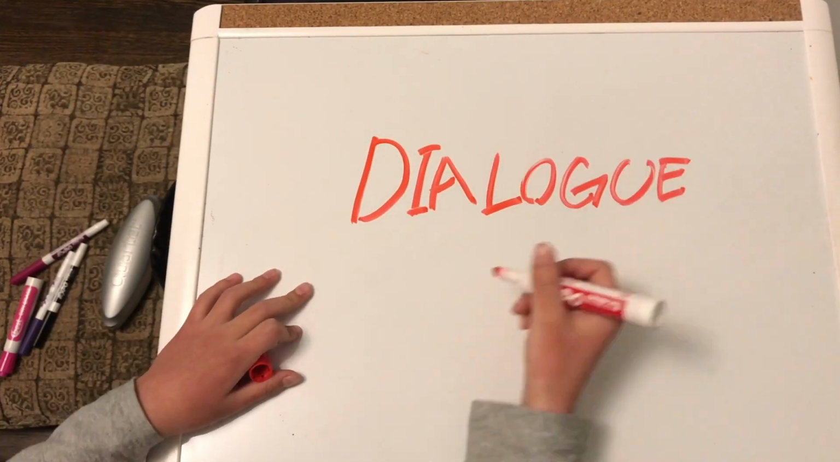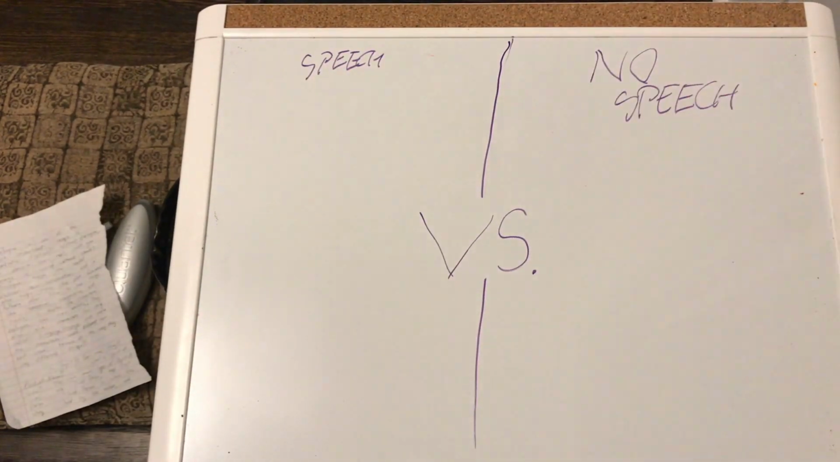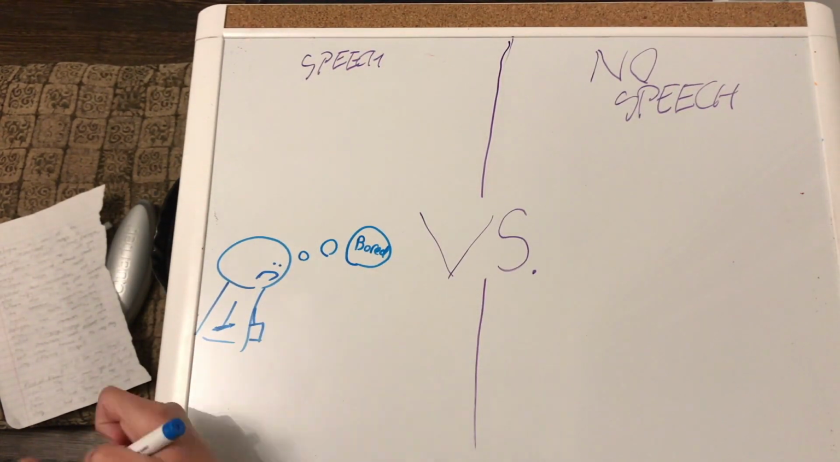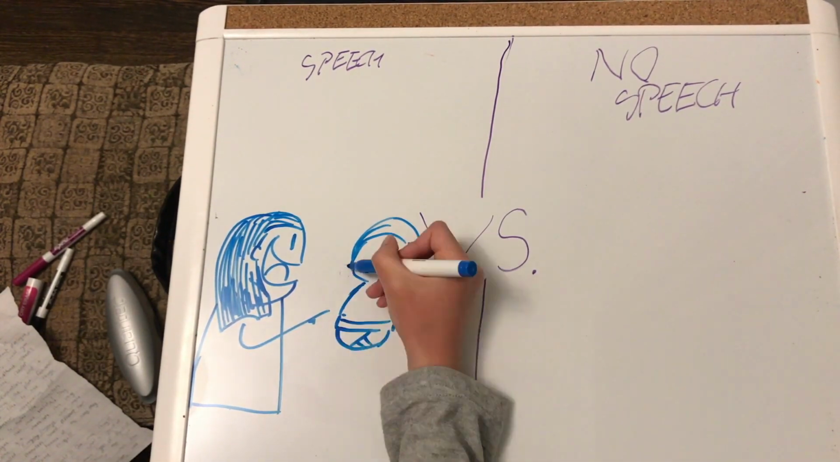Dialogue is one of the most important things in realistic fiction. Without dialogue, it doesn't seem real. Could you imagine a world without dialogue speech? Dialogue helps the reader discover new information and moves the plot forward.